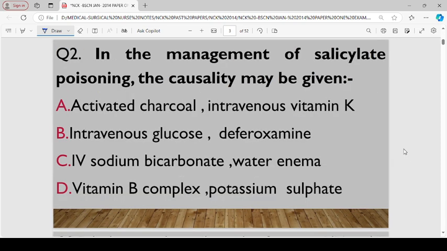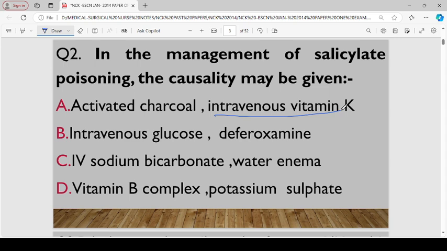In the management of salicylate poisoning, the casualty may be given: option A, activated charcoal, intravenous vitamin K. Activated charcoal can help by binding the loose or the available salicylate in the GIT. But I don't see how intravenous vitamin K can help reverse this.